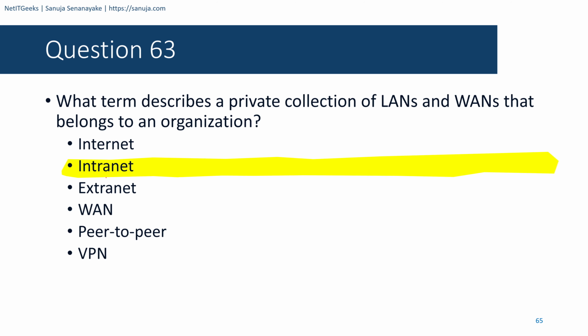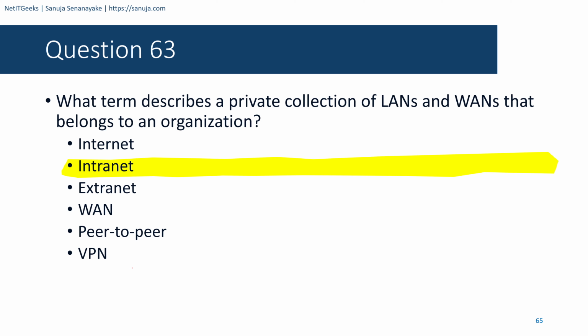The answer is intranet. Intranet is referred to as internal networks that could be LANs and WANs. A LAN could be, you have a campus building, that entire building network is a LAN, but you have multiple buildings across the area, that could be a WAN. So that is intranet.